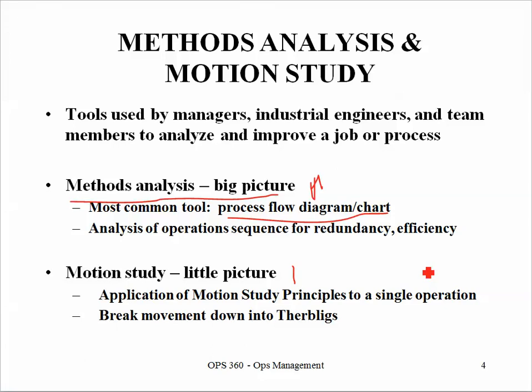Basically, you're breaking motions down or movement down into very, very small parts. These small parts are called thirbligs. That's actually somebody's name spelled backward, but that's what we actually call these movement elements, thirbligs. And then there's some rules that people have determined for how these thirbligs should fit together if you want to maximize worker efficiency.